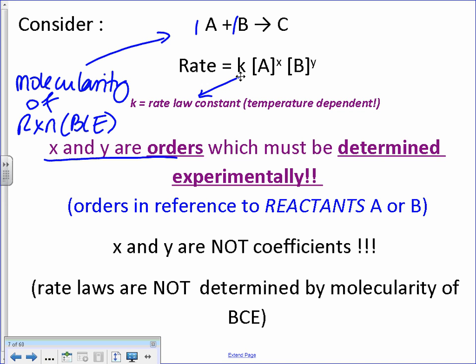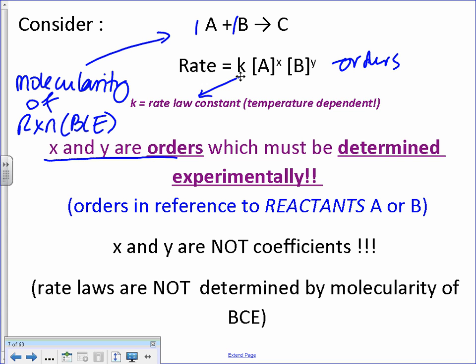These are experimentally determined rate laws, so we have to have data to figure out these orders. The 1 and 1 is called the molecularity of the reaction. The X and Y are called the orders of the reaction. Second thing I need to note before we go: the rate law constant is something that you also get experimentally.